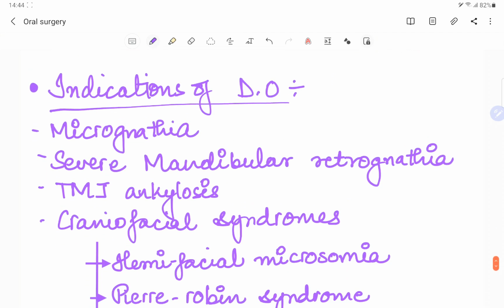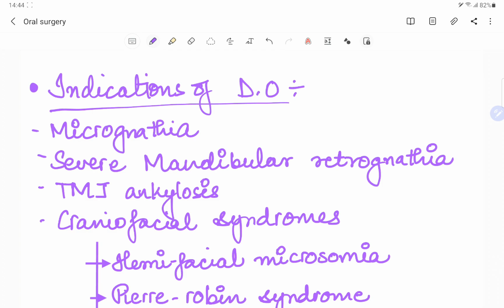So in which situations are we going to use distraction osteogenesis? Now we know that whenever we need bone, we are going to use distraction osteogenesis. So we are not going for bone grafting. Instead of that, we are going for distraction osteogenesis because it stimulates histogenesis. Not only does the bone grow, in fact the surrounding soft tissues also grow.